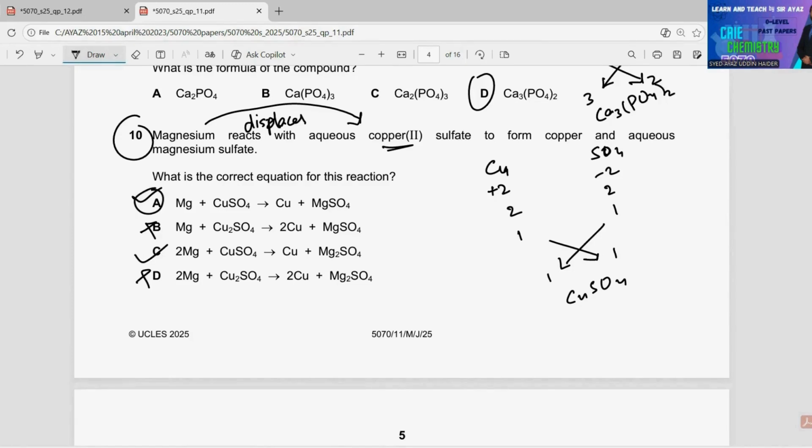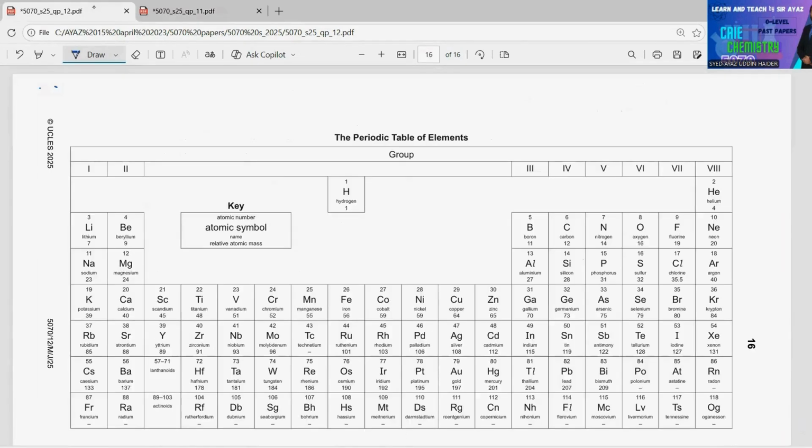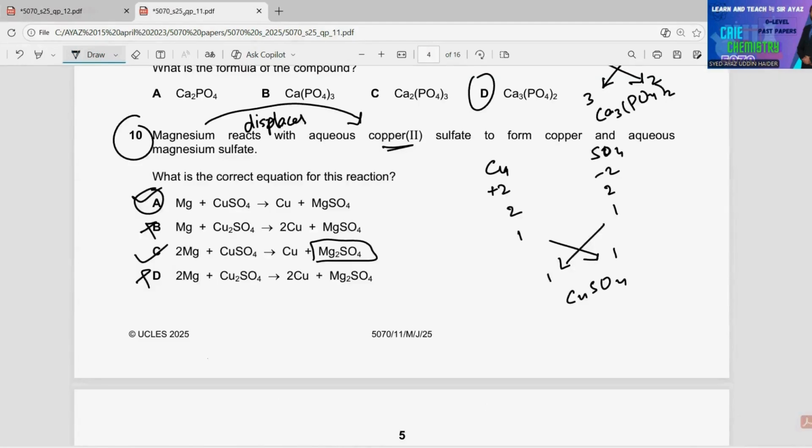2Mg plus CuSO4 gives Cu plus Mg2SO4. This is also incorrect. The reason is that magnesium is in group 2. The valency of magnesium or oxidation number is +2. So if you predict the formula between magnesium and sulfate ion, it will be like this.